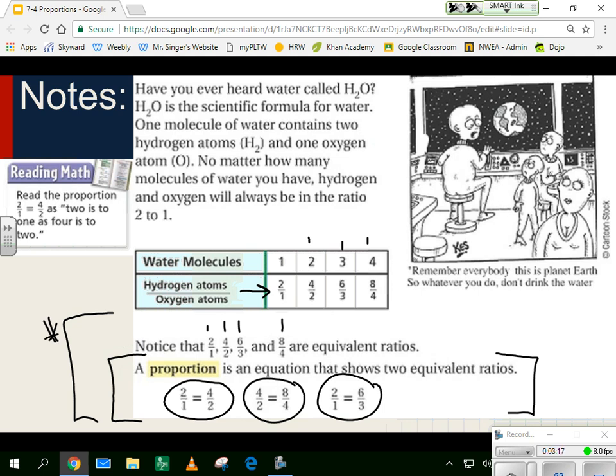And remember everybody, this is planet Earth, so whatever you do, don't drink the water, said the alien family coming to invade us. That's me. Go ahead and write your notes down and then move on.